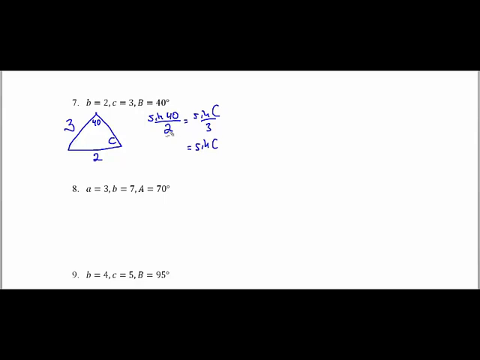So this times this divided by this. 3 times sine of 40 divided by 2. And this gives us an answer of 0.96. Really close to that limit of the domain right there. Okay, and then we take the inverse of that.